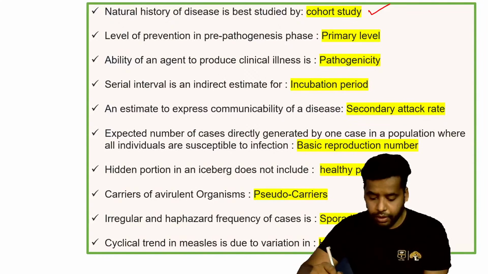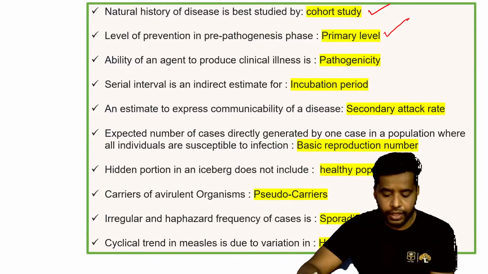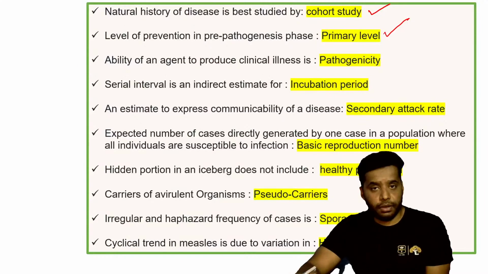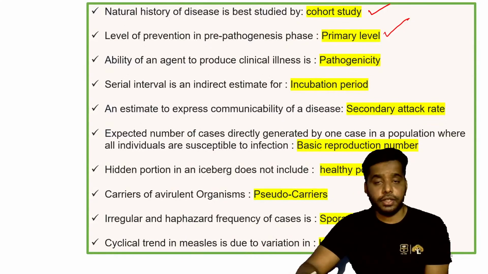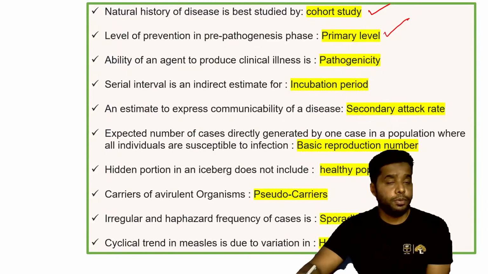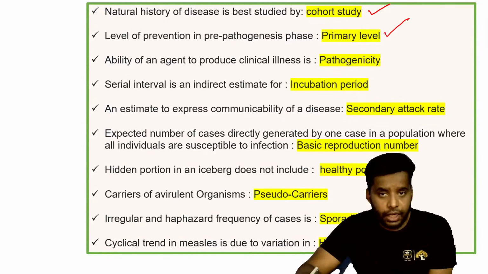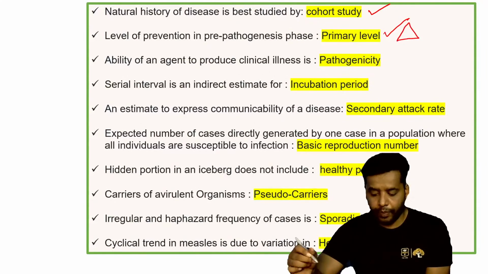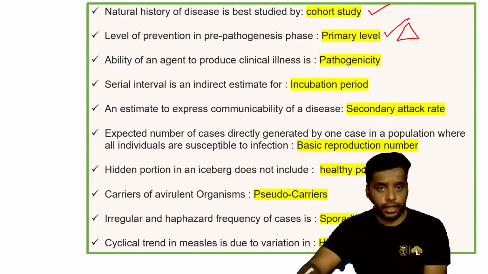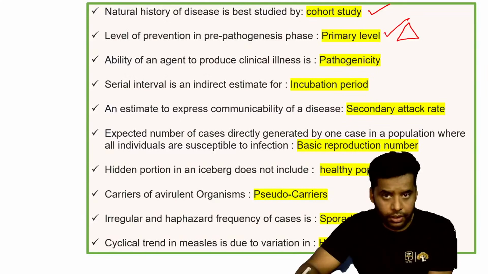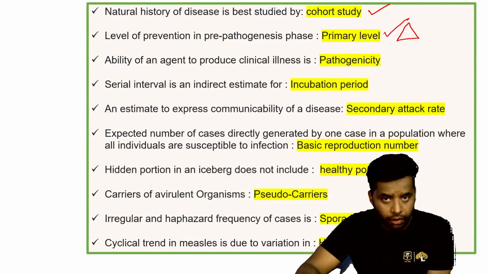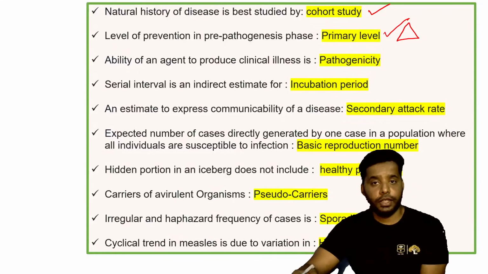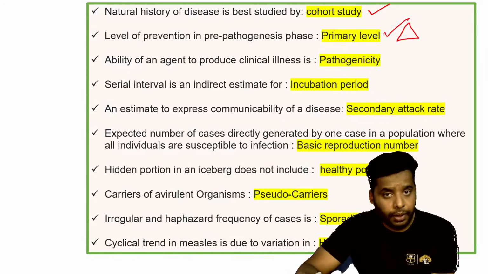Level of prevention in pre-pathogenesis phase. Natural history has two phases, pre-pathogenesis and pathogenesis. In pre-pathogenesis the risk factor is already present, like you are exposed to the agent. Epidemiological triad is present in the pre-pathogenesis phase: agent, host, environment interacting. You have to take precaution. Risk factor is already present. Primary level of prevention: you can take vaccine, you can use masking. All these specific protection measures come under primary level of prevention.